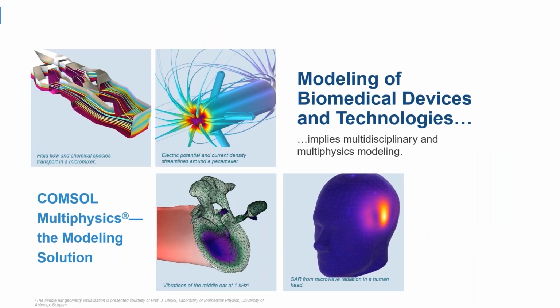Okay, so before I go any further, let's talk about the characteristics of modeling of biomedical devices and technologies. Well, first of all, it implies multidisciplinary and multi-physics modeling. Multidisciplinary means that whether you're a trained electrical engineer, chemical engineer, mechanical engineer, or even a control engineer, any of those disciplines can be routed into biomedical technologies. Obviously, because our bodies themselves are multi-physics systems.